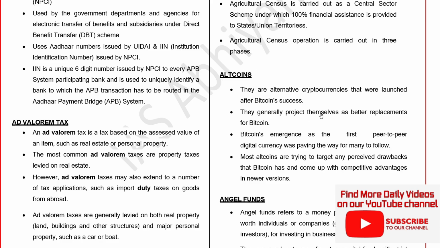They generally project themselves as better replacements for Bitcoin. Bitcoin's emergence as the first peer-to-peer digital currency was paving the way for many to follow. Most altcoins are trying to target any perceived drawbacks that Bitcoin has and come up with competitive advantages in the newer versions. So that is about altcoins. Basically, it is an alternative cryptocurrency of Bitcoin.